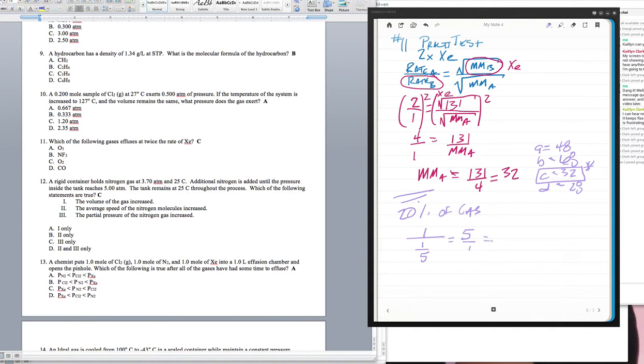So then 5/1 is equal to, and because it's a lighter gas, the square root of the molar mass of whatever gas we're trying to find that's unknown over the square root of the molar mass of the known gas. Because usually you're comparing it, so whatever is known is on bottom there. And then of course you would square both sides and then solve for molar mass of the gas.